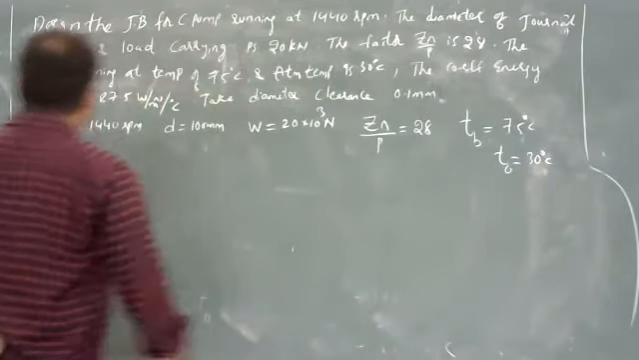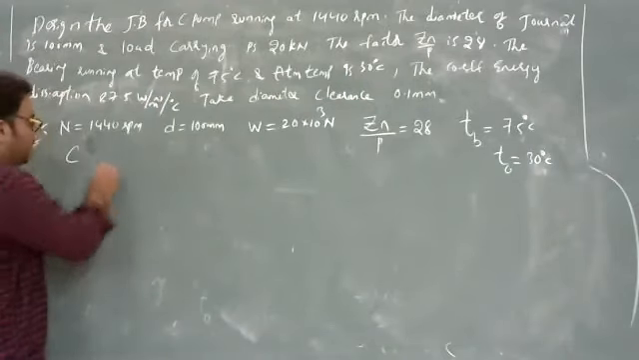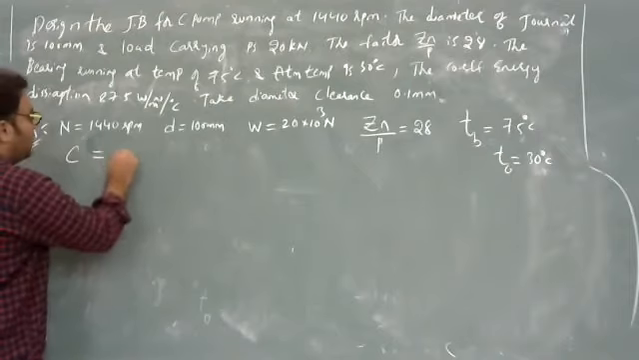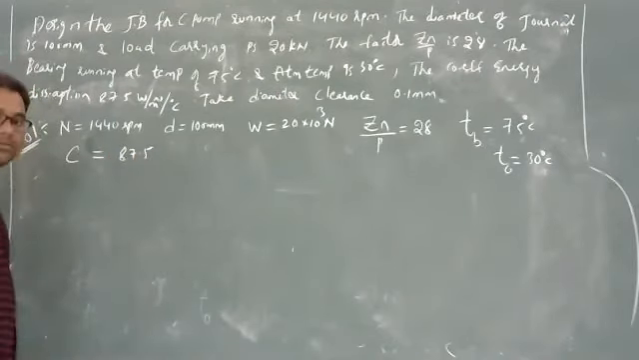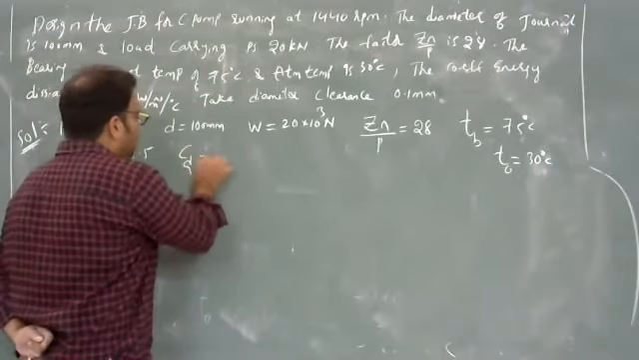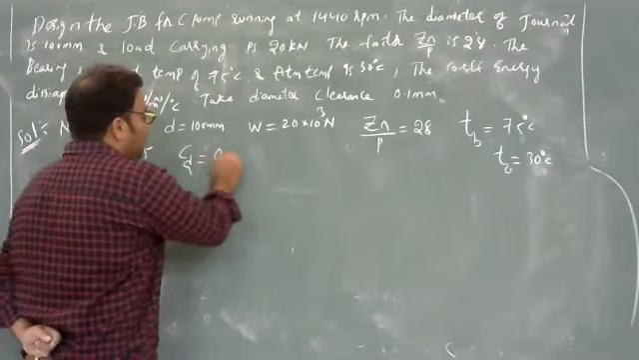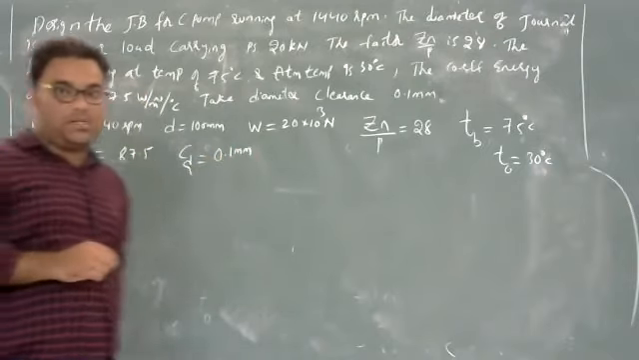And the coefficient of dissipation C value is given, capital C, not small c. I repeat, C value is 87.5. Now the diameter clearance CD is given as 0.1 mm. So this is the given data.